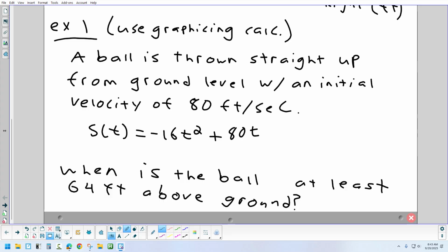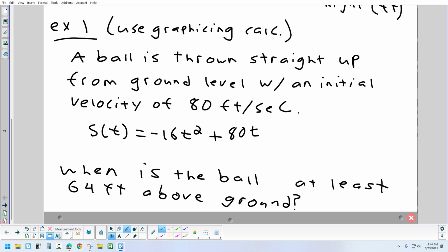And now we want to figure out when the ball is at least 64 feet above the ground. What inequality symbol means at least? Declan? You'd be using a greater than symbol. I'm sorry, when we use the phrase at least, what inequality symbol is that? It would be greater than or equal to. Yeah. So whatever we set up in this problem, we're going to be using a greater than or equal to.